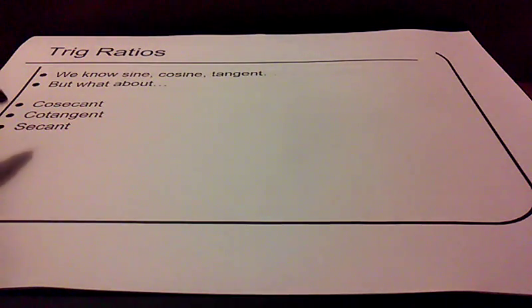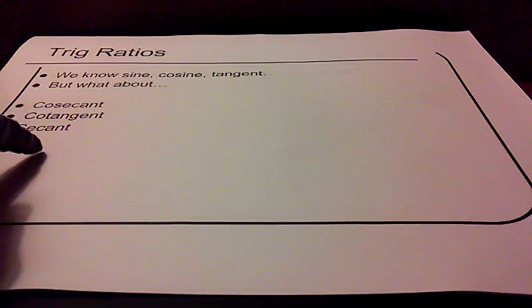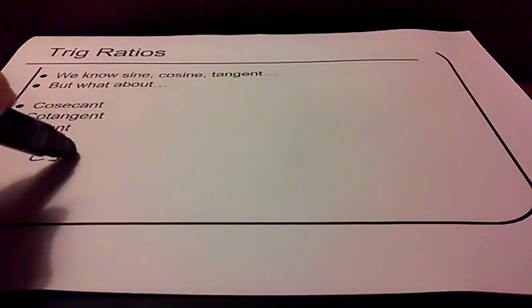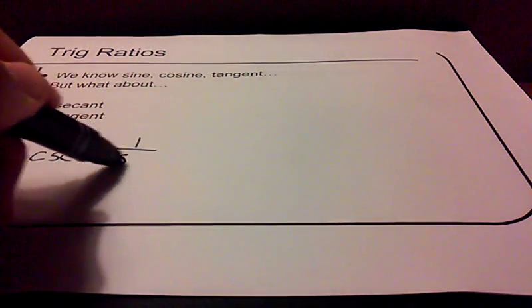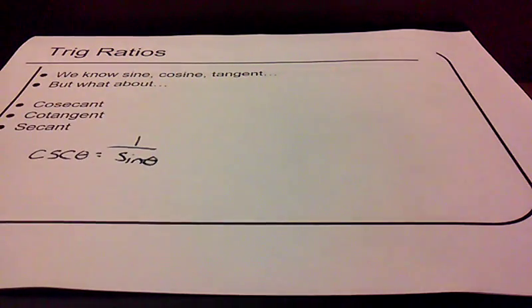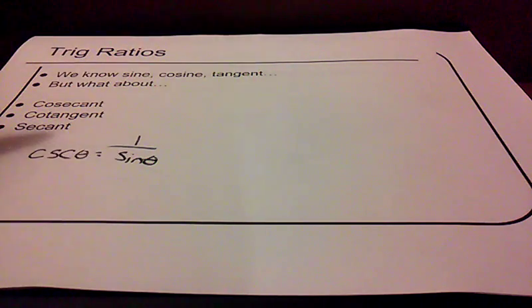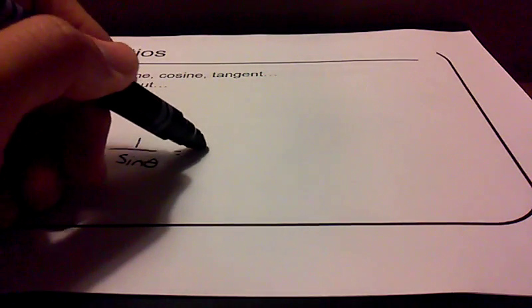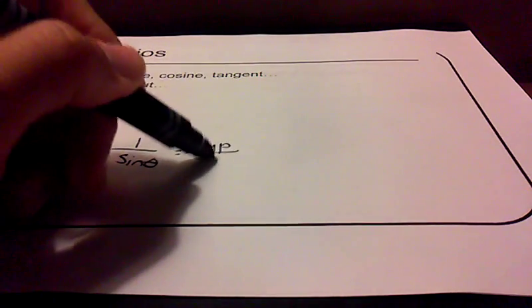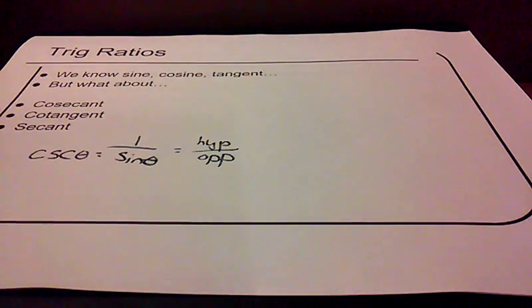Well, let's talk about cosecant first. Cosecant symbol is basically CSC. And cosecant is the reciprocal of sine. So in other words, if you know what sine is, all you do is you flip that to get cosecant. So since sine is opposite over hypotenuse, cosecant is hypotenuse over opposite.